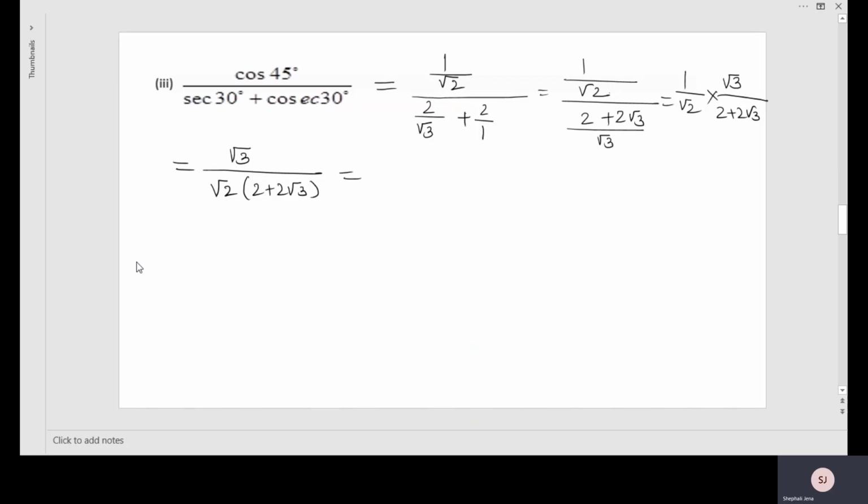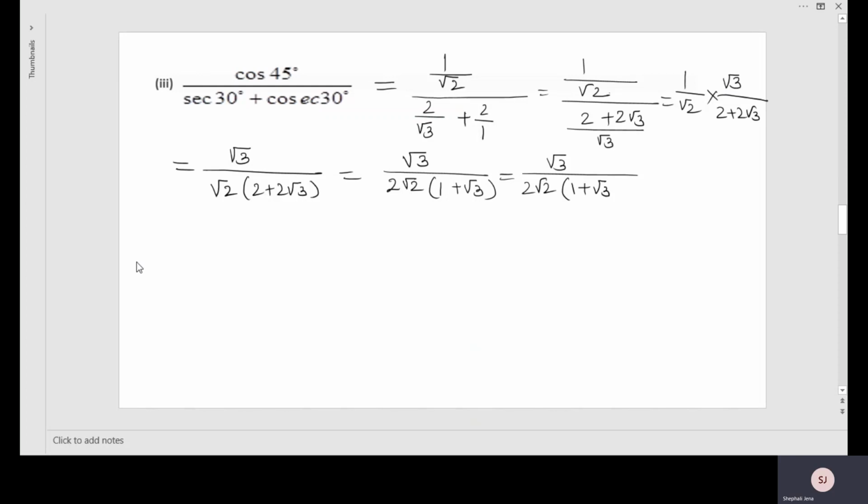So first here you should take common 2. From the bracket, both terms have 2, so you take 2 common, and outside, root 2 is there. So inside the bracket from the 2 you have taken out, it is 1 plus, from 2 root 3 you have taken common 2, so root 3 remains inside. Now it is root 3 divided by 2 root 2, into 1 plus root 3.